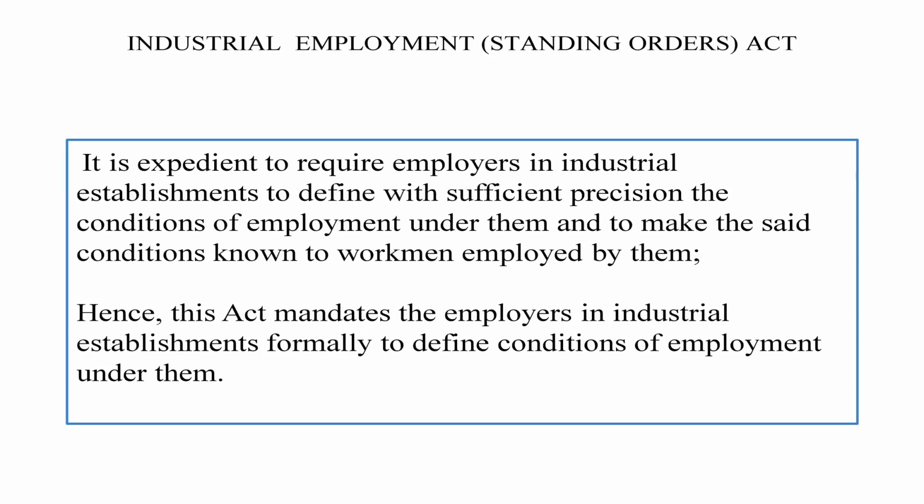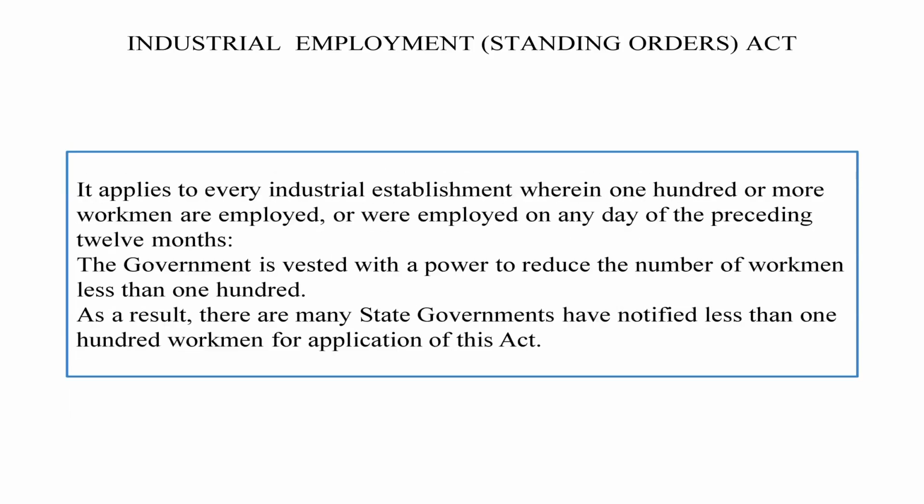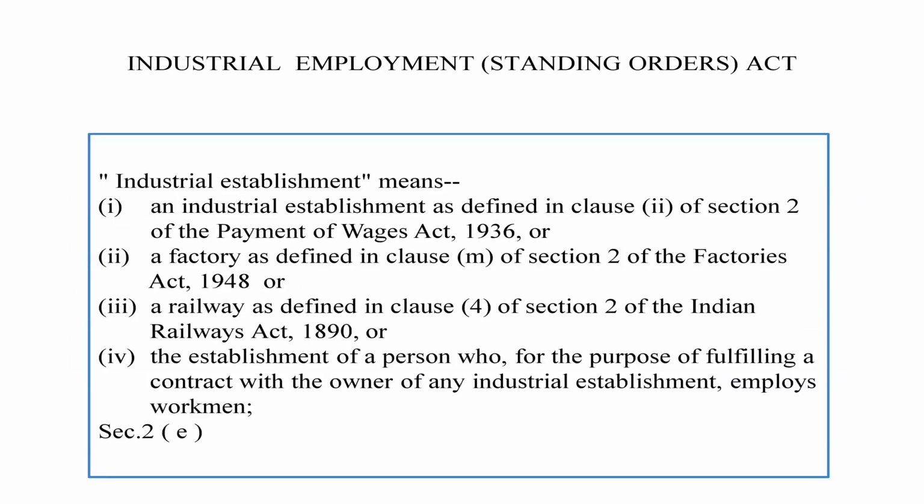This act applies to every establishment wherein 100 or more workmen are employed, or were employed on any day of the preceding 12 months. However, the state government is vested with the power of reducing the number, but not to less than 50. That's why we find some state governments have fixed 50 as the criterion for application of the act, and some still have 100, so it varies from state to state. But the law is very clear, it cannot be less than 50, so 50 is the minimum. Depending on that, the state government shall decide the applicability of the act in the particular state.